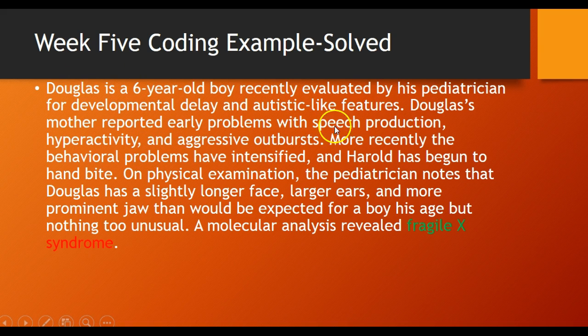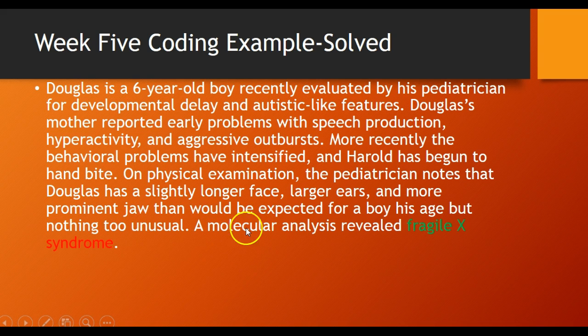His mother reported early problems with speech production, hyperactivity, aggressive outbursts, behavioral problems, hand biting. But as you can see here, we stop all of that. Those are signs and symptoms or evidence of a more specific problem. We have a physical examination. On the physical examination, the pediatrician notes that Douglas has a slightly longer face, longer ears, more prominent jaw than would be expected for a boy his age, but nothing too unusual.